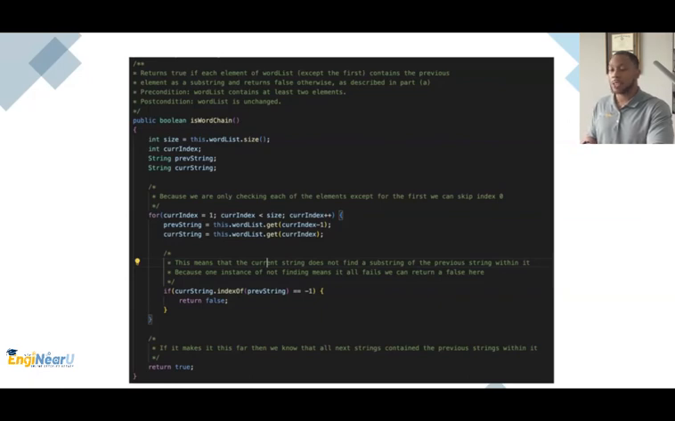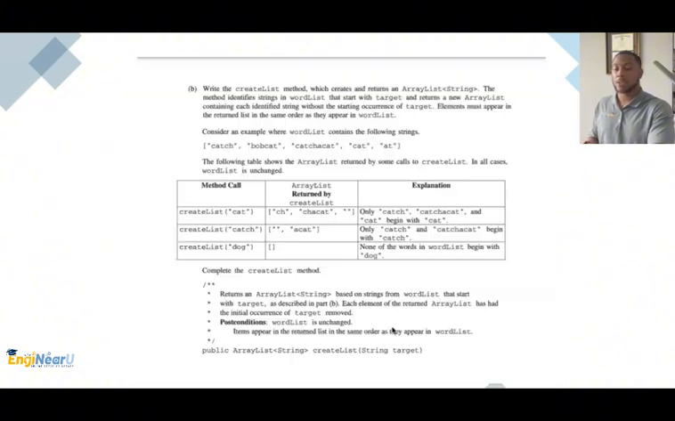If we make it through the entire list without finding any mismatches, we can return true. This means each word contains the previous word as a substring. And that's it, a simple yet effective way to solve part A. Next, we'll be moving on to part B.